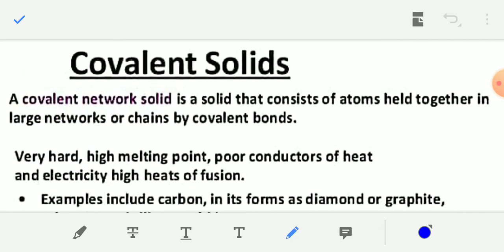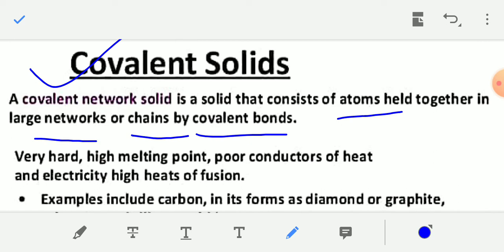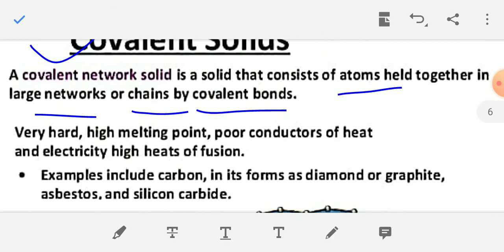Now covalent solids, the last type of solid. In this type of solid, covalent bonding is present. A covalent network solid is a solid that consists of atoms. It is formed by atoms. So a covalent network solid is a solid that consists of atoms held together in a large network or chain by covalent bonds. And now the important properties of covalent solids: they are very hard.